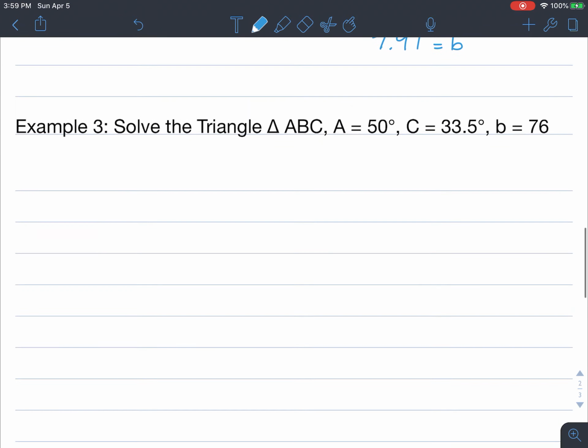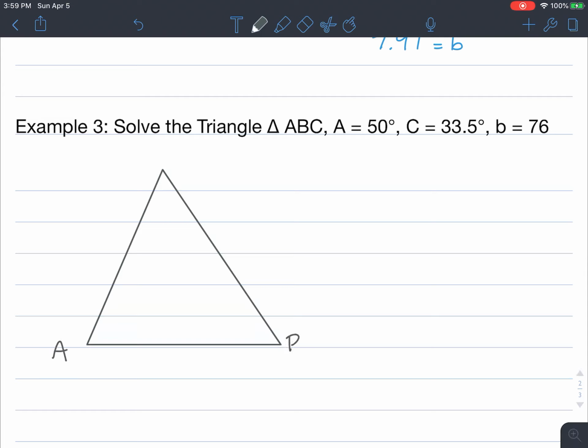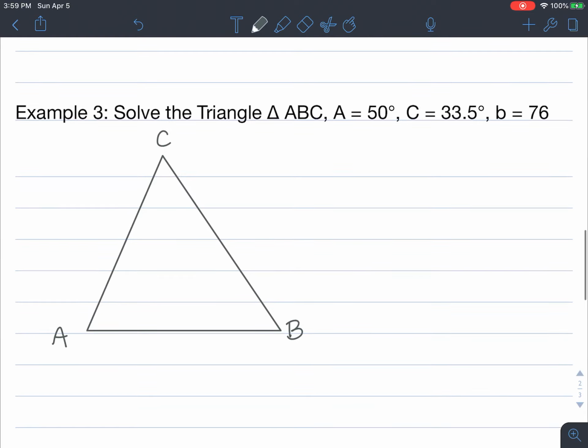Okay, let's try this one. Oh, there's not even a picture. What are they doing to us? My gosh. Okay, so let's draw a picture. It doesn't have to be a good picture at all. And just label it. It doesn't matter. So A, B, C. You can label it however you want, though.